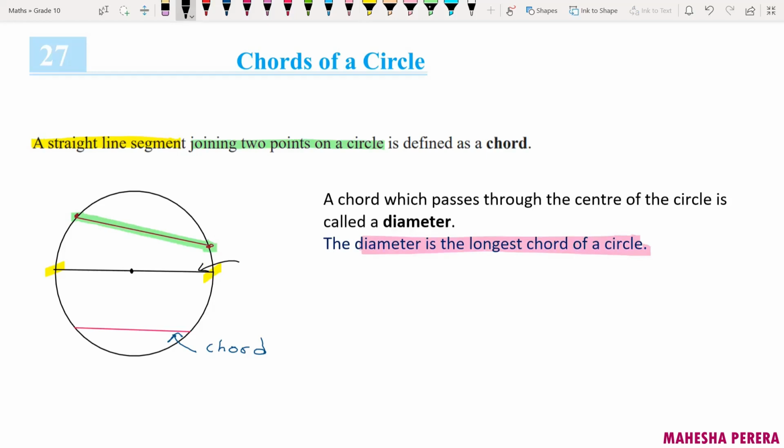The longest chord. Right, I'll explain this with some Sinhala also.